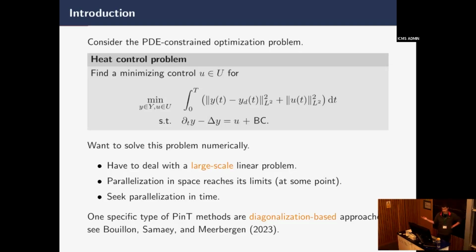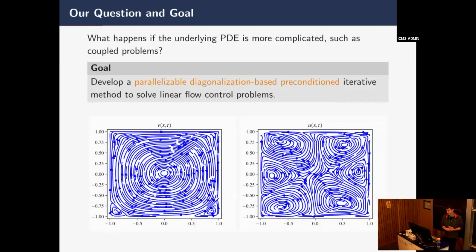As we all know, parallelization in space reaches its limit at some point, especially for large-scale problems like fluid problems. So we seek parallelization in time. One specific time method is diagonalization, a diagonalization-based method, and that's what we are going to pursue. So it's going to be a diagonalization-based approach for optimal control problems, but specifically for fluid flow problems. We're just going to stick to linear ones for now. Nonlinear ones are part of future work. But we'll also see why we need linear flow control problems.